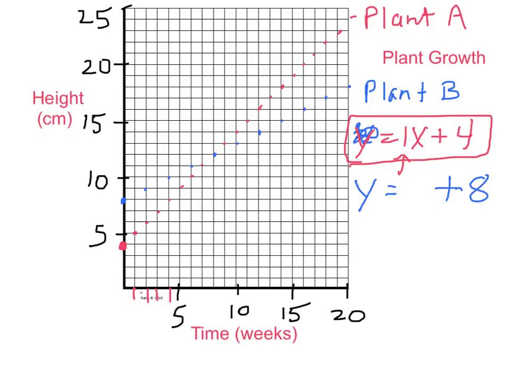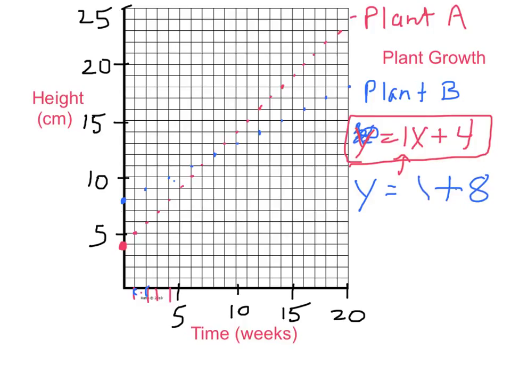And now let's look at its growth. It looks like it takes 2 weeks to grow 1 centimeter. See that? After 2 weeks, the plant goes from 8 to 9 centimeters. And then after 4 weeks, it's up to 10.